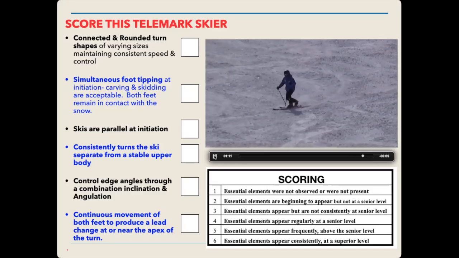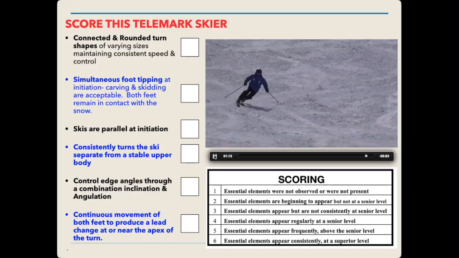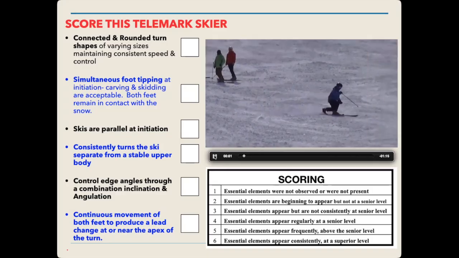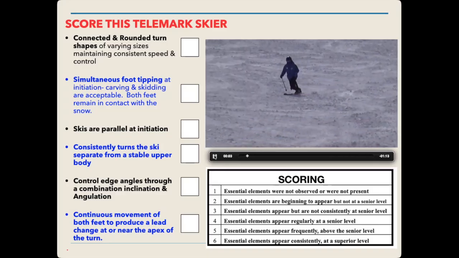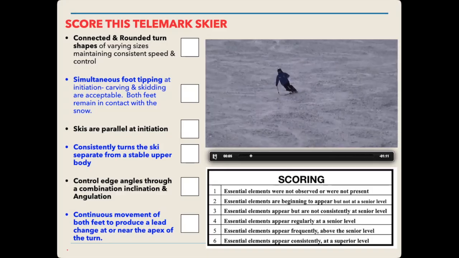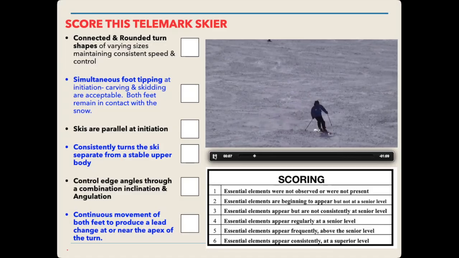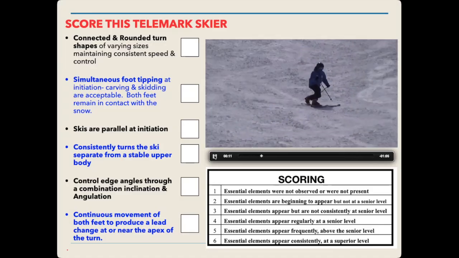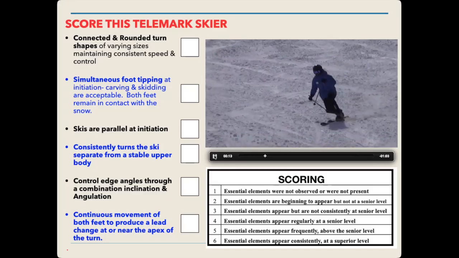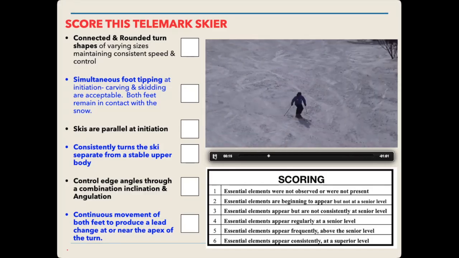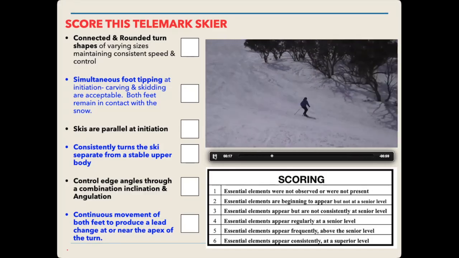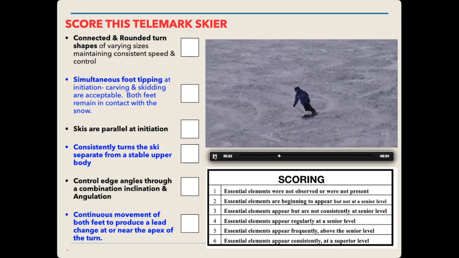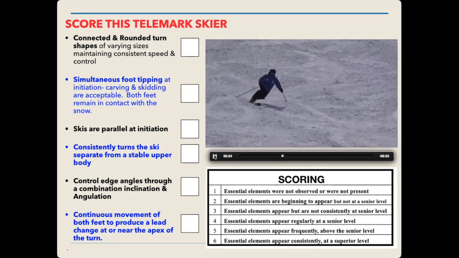Excellent. Thank you. The second visual cue, simultaneous foot tipping at initiation, carving and skidding are acceptable. Both feet remain in contact with the snow. Again, I would score this a 5. Very consistent performance given the variable snow conditions. How about you, Eric? I'm right there with you. I also have that as a 5.